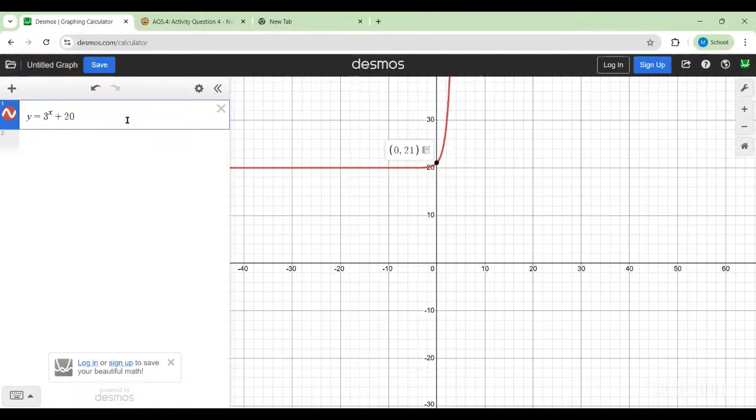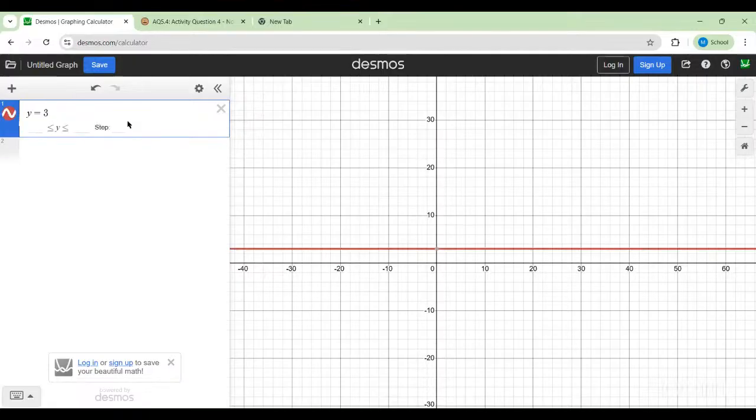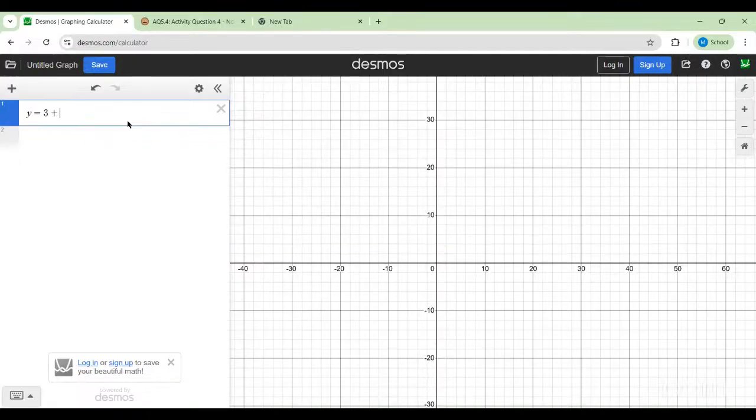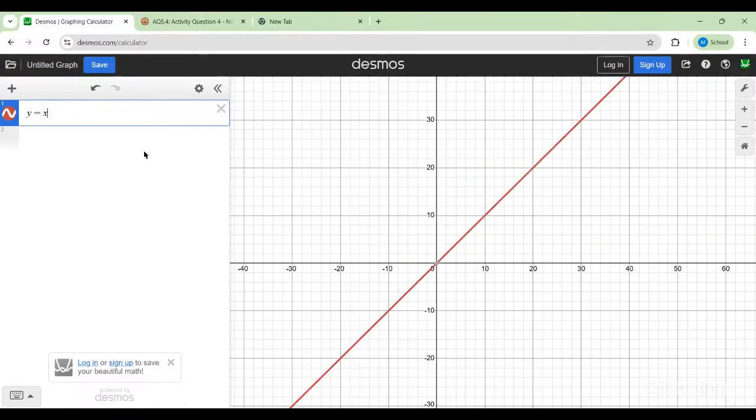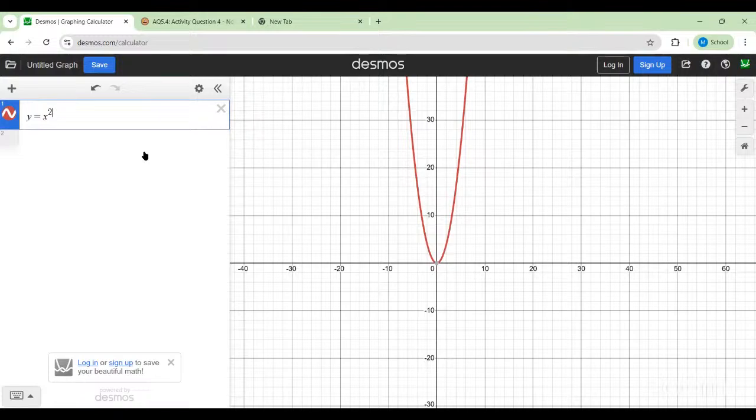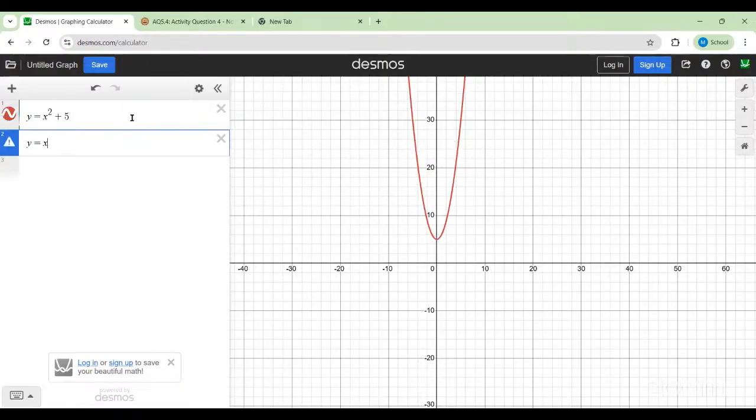And this happens for any general function. So if you have the graph of a general function f of x, I'll take a very simple graph. Suppose y equals 3, right? And here if you add 20, this graph will jump 20 units above. In place of that, let's take the x square graph. Here if you add any constant, suppose I have added the constant 5, then it jumps 5 units. So this is your initial graph, y equals x square, and there is a difference of 5 units.